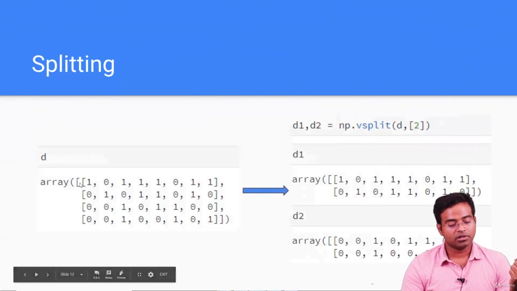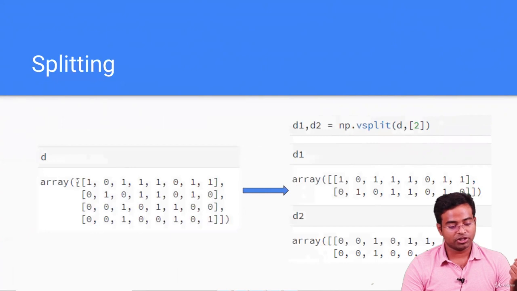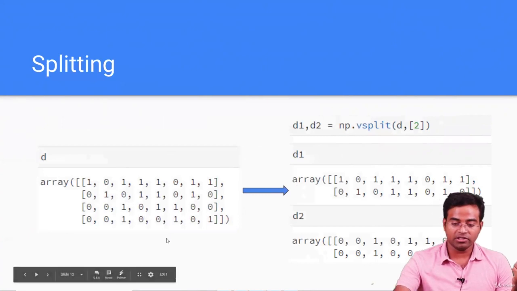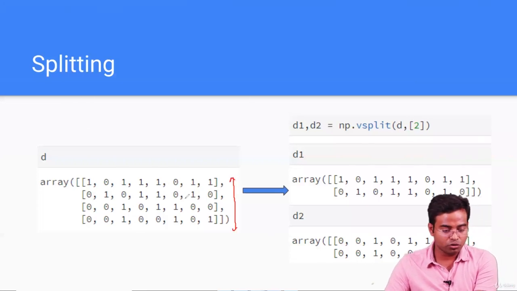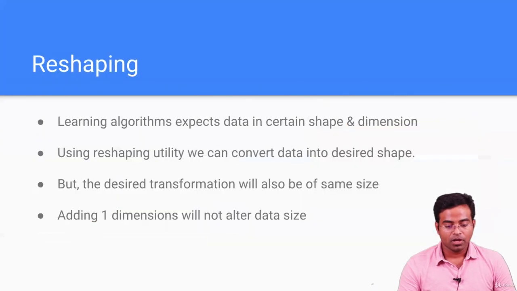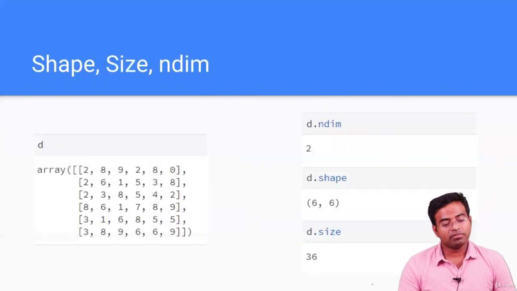This is vsplit. This is a data structure D, and you're mentioning 2. vsplit means splitting the vertical axis. So this is your vertical axis, isn't it? So if you are doing vsplit 2, that means 1, 2, so it will split from here. That's why you can see it is returning 2 NumPy arrays, D1 which is the first part, D2 which is the second part. Then you have shape, size and ndim.